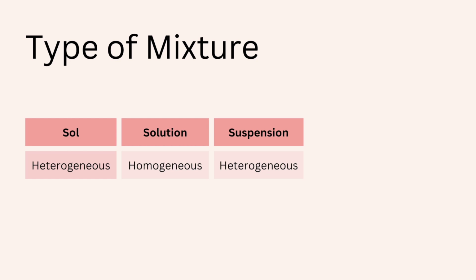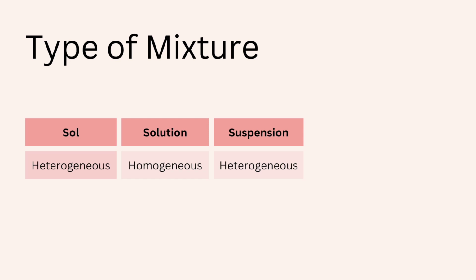Now in this particular section, we are just going to look at the differences between sol, solution, and suspension. All these things we have already seen, so if you haven't, please go and watch them first so you understand these things well. Okay, so a sol is a heterogeneous mixture. A solution is a homogeneous mixture, obviously we know that, and a suspension is also a heterogeneous mixture.